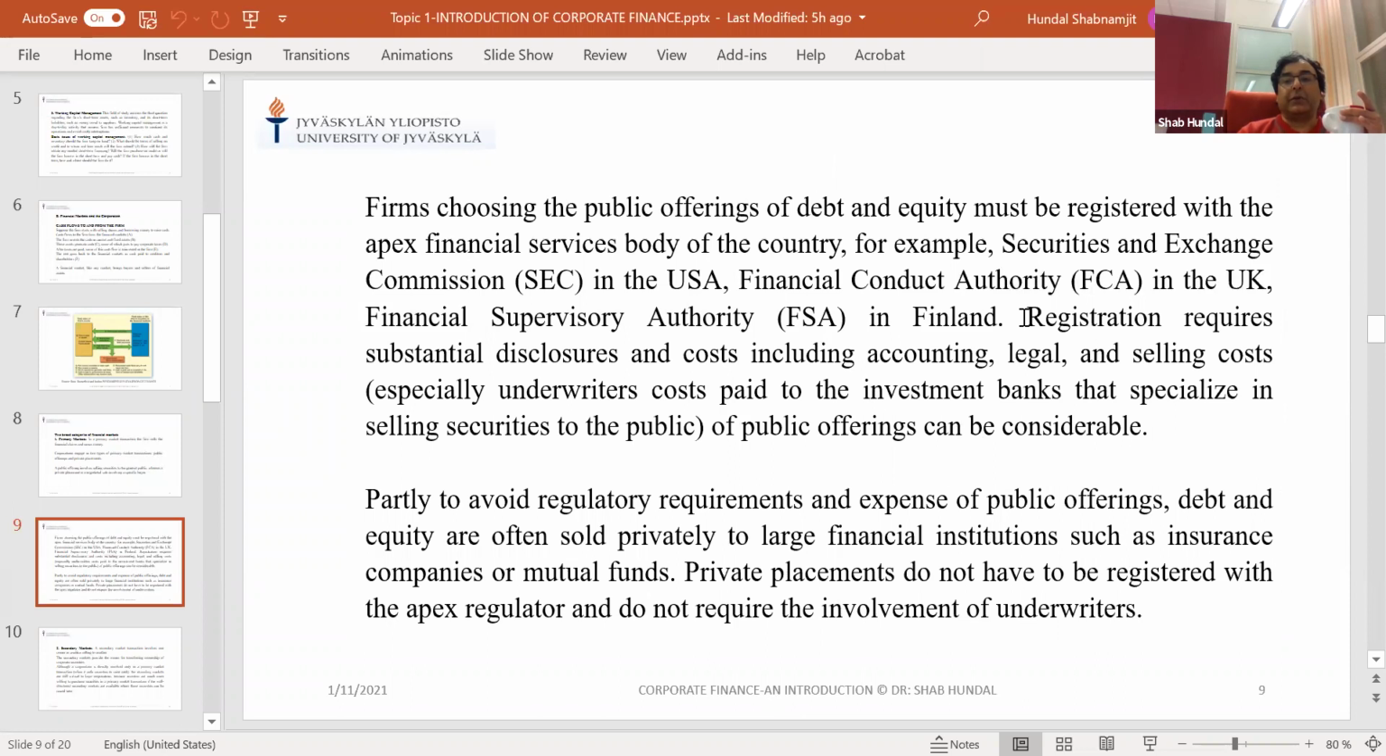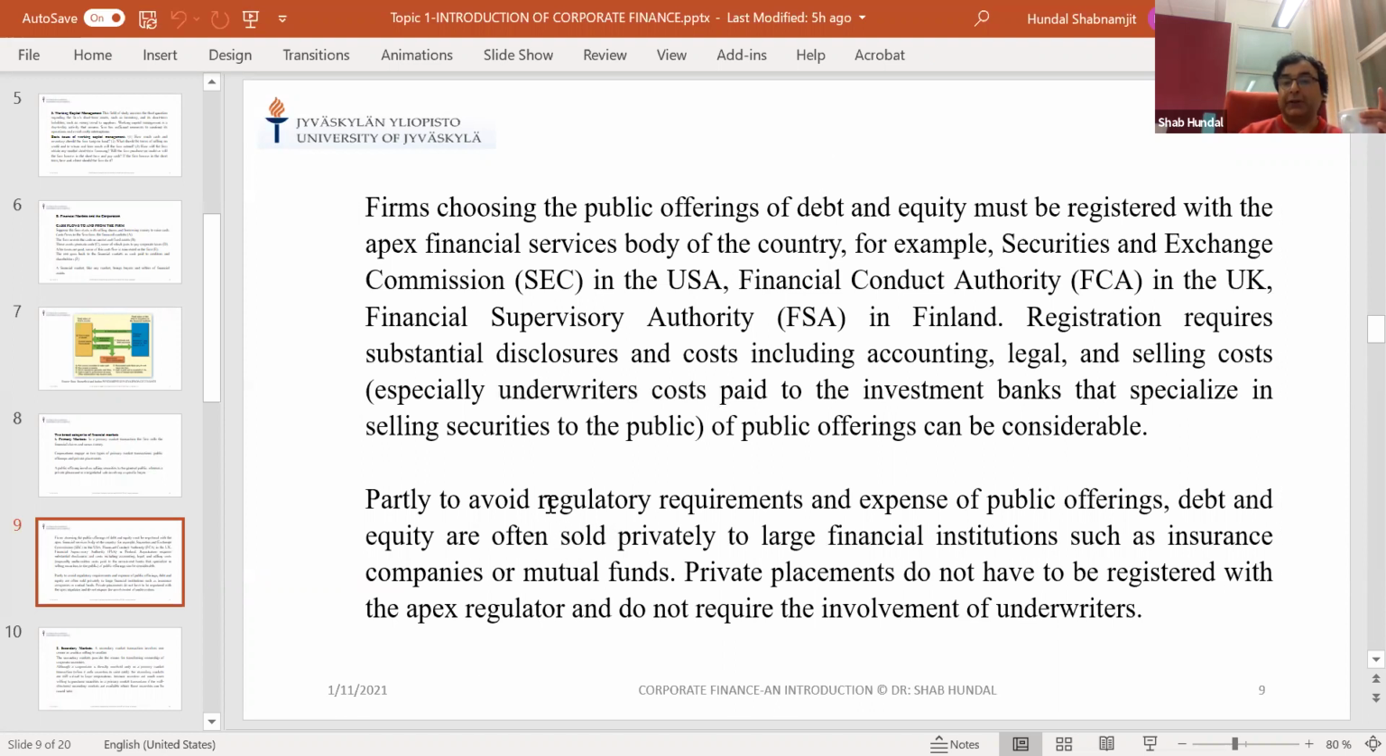The registration requires many things, but mostly it's about the substantial disclosure, and it also costs. So there is a cost of registration, especially the underwriters, because the underwriters are the institutions who will be buying your financial claims if nobody else comes in the picture. So obviously, if they are taking so much of risk, they have to be rewarded as well.